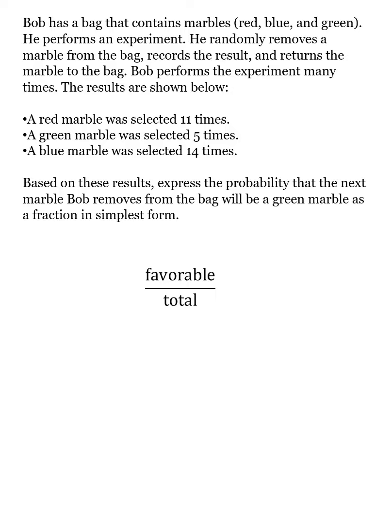For example, in this problem, we're being asked about the likelihood of getting a green marble out of a bag. Well, favorable refers to the number of chances of us getting that green marble. It doesn't mean that the green marble is better than the other colors. It's not a value judgment. Well, that being said, let's take a look here at what we mean by total first.